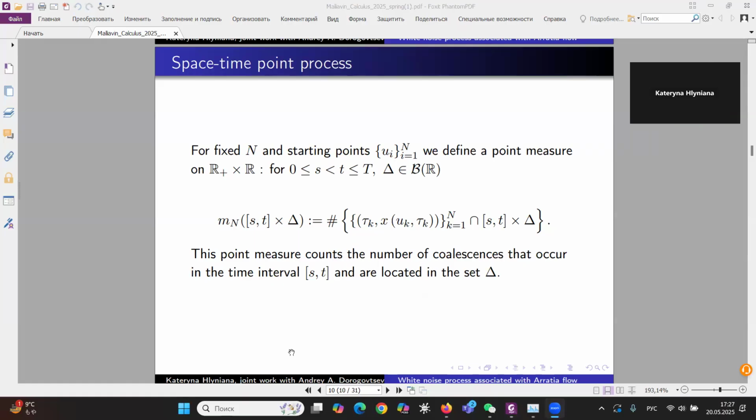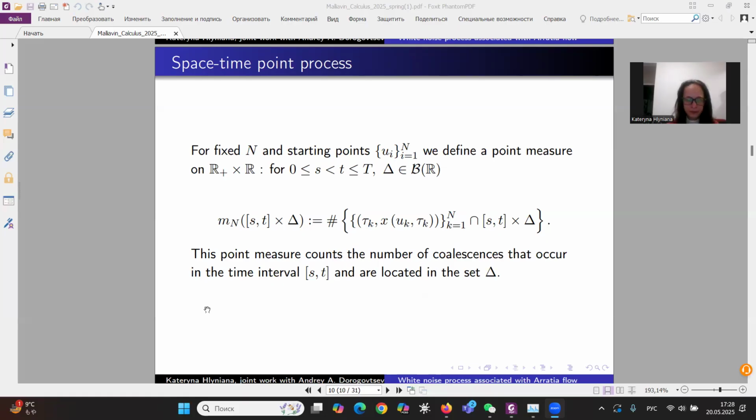And try to use this measure in order to find the shift from integral with respect to point process that we have at fixed time t, and this point measure that detects moments and position of the coalescence.